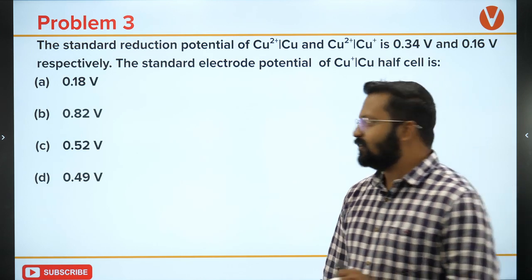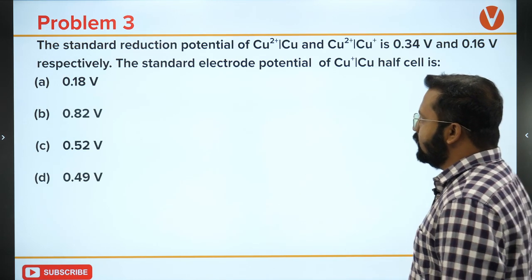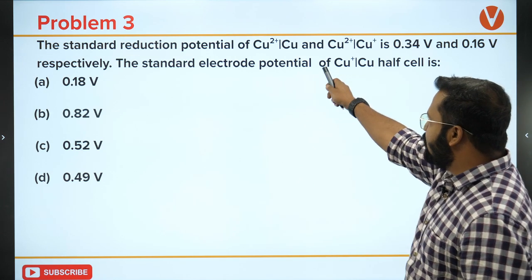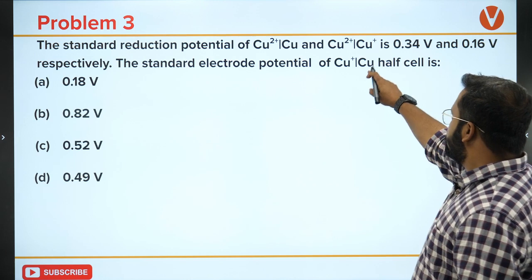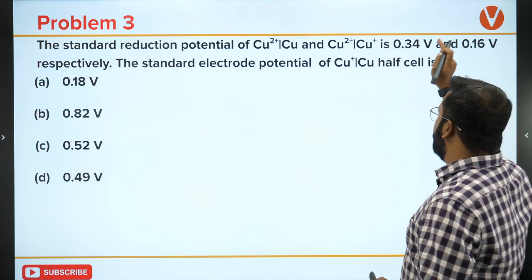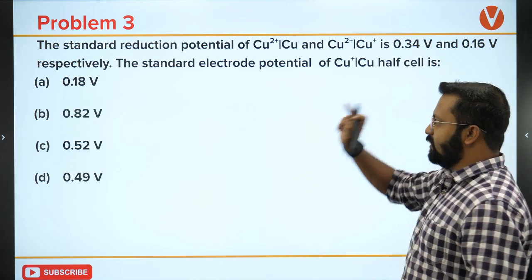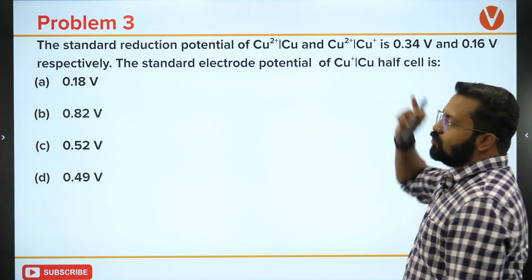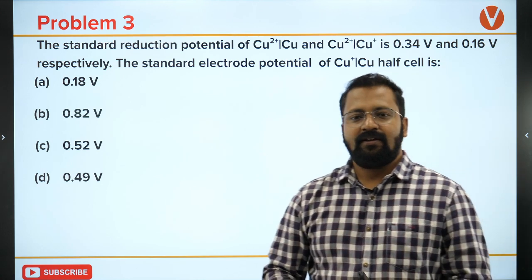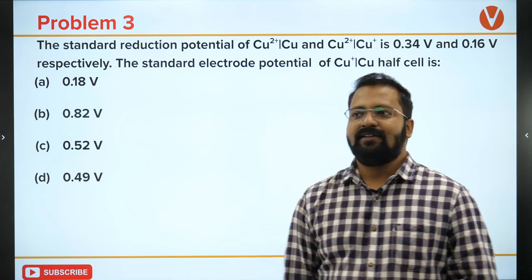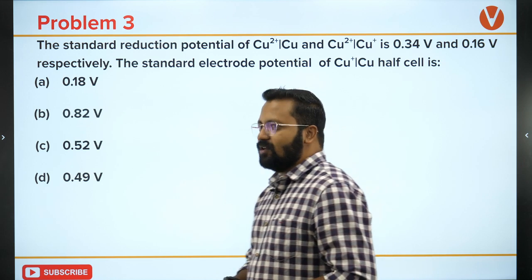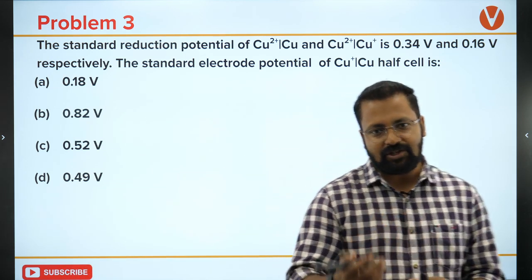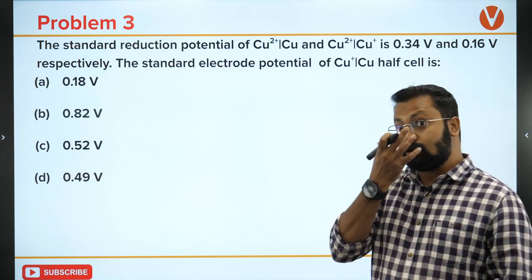Very good Vanshika. Let's take the third problem. The standard reduction potential of Cu2 plus changing into Cu and Cu2 plus changing into Cu plus is 0.34 and 0.16 respectively. The standard electrode potential of conversion of Cu plus to Cu half cell कितना होना चाहिए? What should be this answer? ये बहुत simple question है. How do we solve this question? We have learned this in the previous sessions.